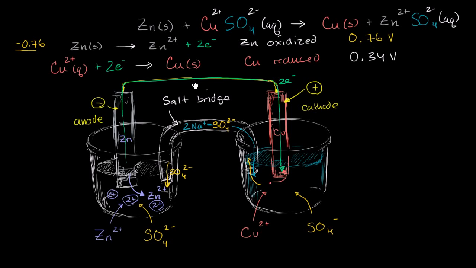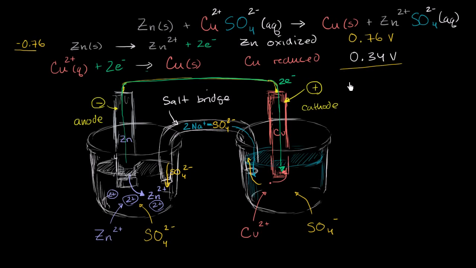So it's going to be positive 0.76 volts. One way to think about it is this wants to happen with an electromotive force, or kind of the energy per coulomb, of 0.76 volts. This wants to happen with an electromotive force of 0.34 volts. So combined, this entire reaction is going to happen with an electromotive force, or you could say the potential per coulomb difference between this side and that side is going to be the sum of these two things.